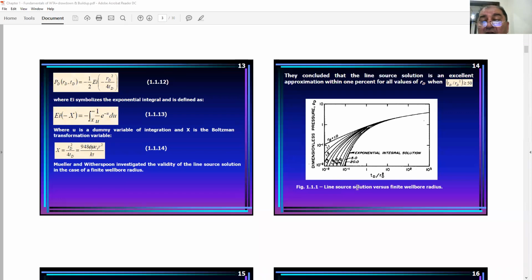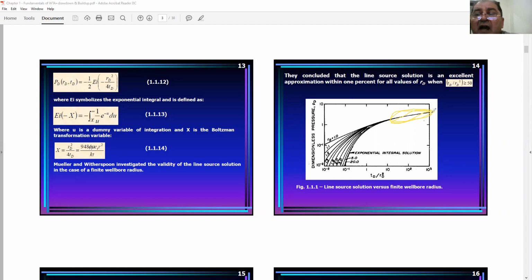So here's one of the solutions. This figure 1.1.1 shows you some of the solutions for the pressure distribution using different R_D at different times. Now, what can you tell me, guys? If you look carefully at this figure, what can you tell me about the pressure behavior after long production time? This is long production time here.